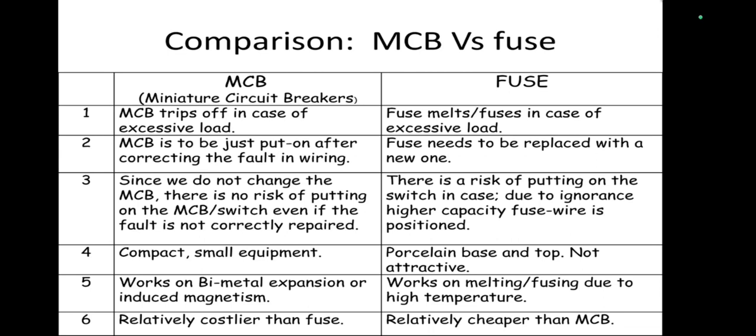Since we do not change the MCB, there is no risk of putting on the MCB or switch even if the fault is not correctly repaired. While in the fuse, there is a risk of putting on the switch in case, due to ignorance, a higher capacity fuse wire is positioned. MCB works on bimetal expansion or induced magnetism, while fuse works on melting or fusing due to high temperature. MCB is costlier than fuse.